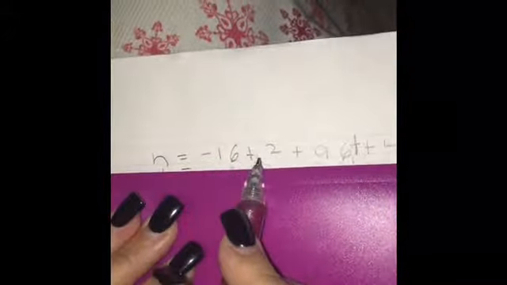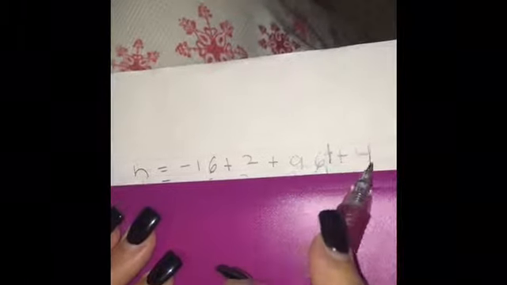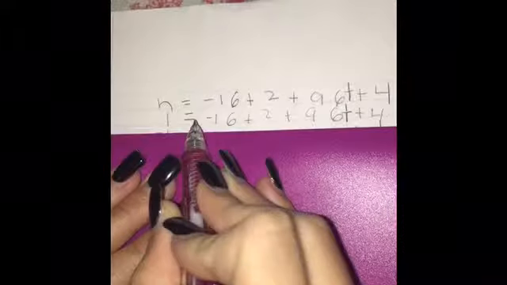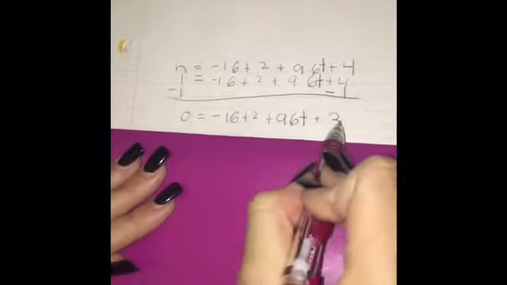h equals -16t squared plus 96t plus 4. So we have to make this equal to 0. So h is basically 1, so we're going to do 1 equals, and then we're going to subtract 1 on both sides. That way we get 0 equals -16t squared plus 96t plus 3.